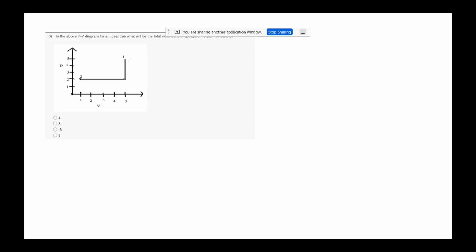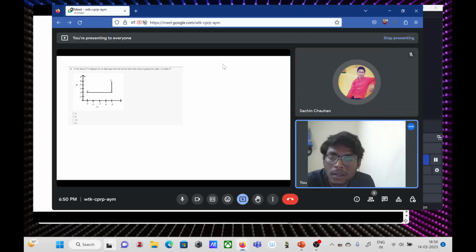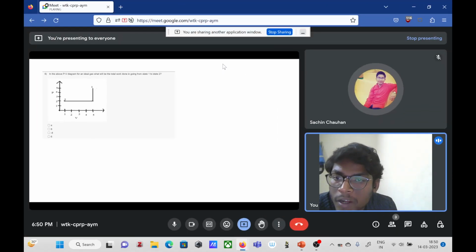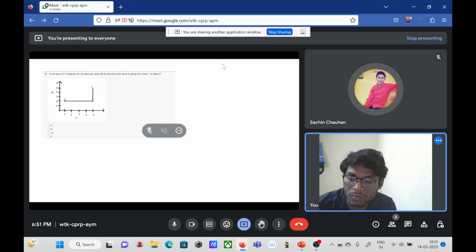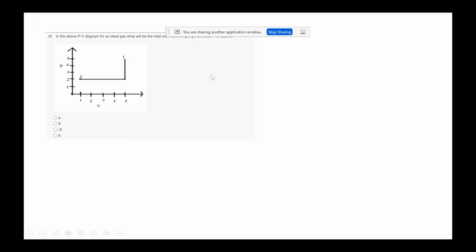So question is, what is the work done by an ideal gas, that what will be work done in going from state 1 to state 2. Now this is defined as W is minus P del V. Now along this line, del V equals to 0. So in that thing, W equal to 0.